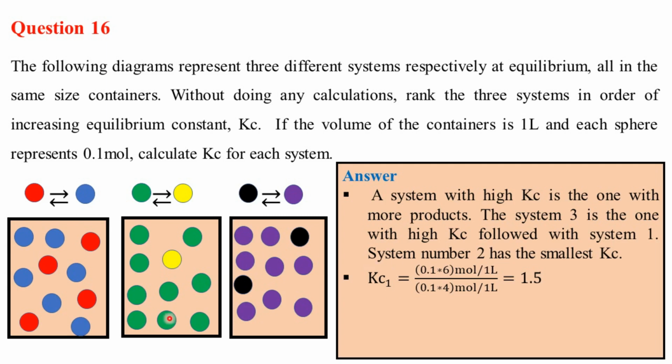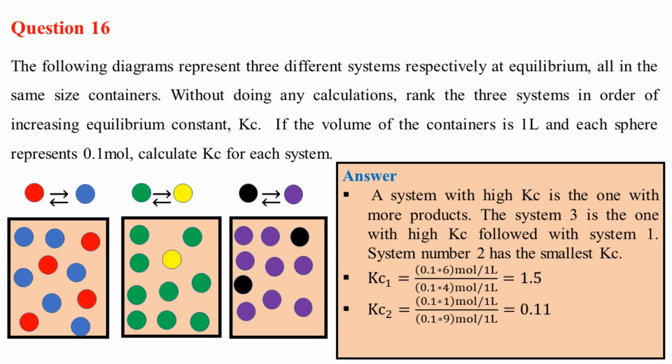That is the Kc1. So we have 1, 2, 3, 4, 5, 6. That means 6 spheres in the product. If we take a mole dividing with 1 liter, in this case we have the concentration. Here also we take the moles, then times the number of spheres: we have 0.1 mole per sphere times the number of spheres in the reactant, then we divide with the volume so that we get the concentration.